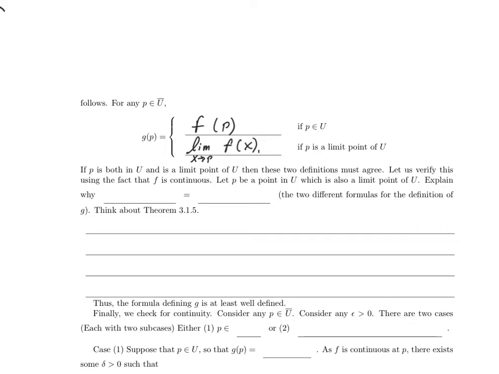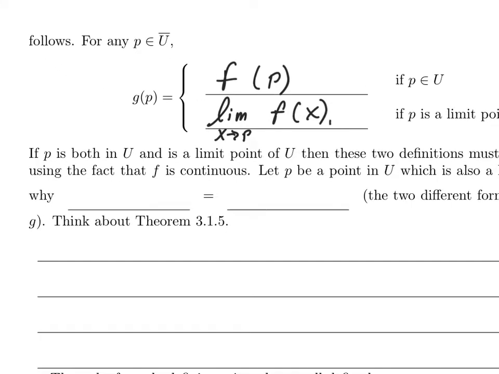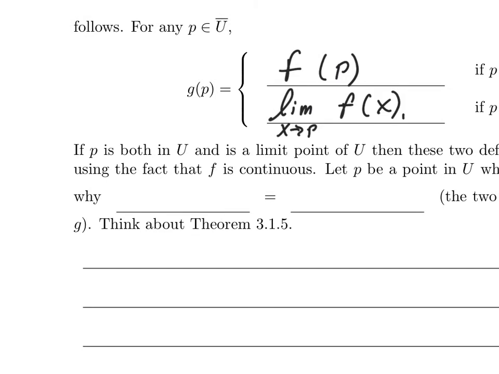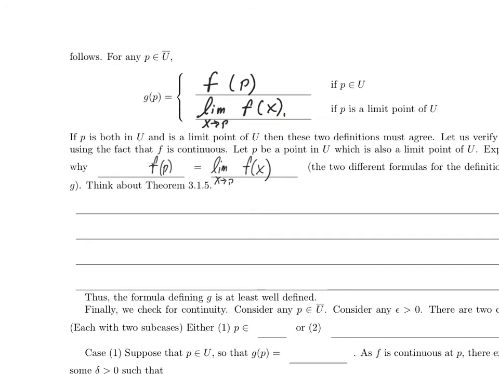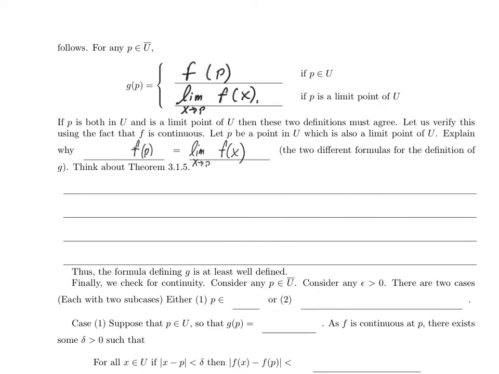So let's just check that. Remember, f is continuous. So let p be a point in U which is also a limit point of U. I need to have f of p equal to the limit as x approaches p of f of x. If you think really quickly, just remembering some results we know about continuous functions, you'll see that, yeah, that's true. So maybe go back earlier in the notes and recall what theorem 3.1.5 says. Do that and then come back.